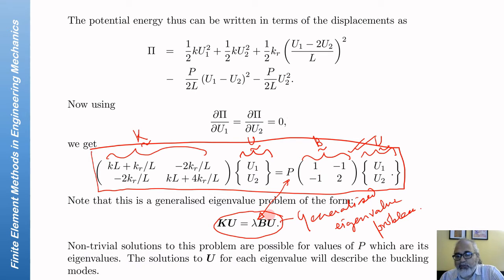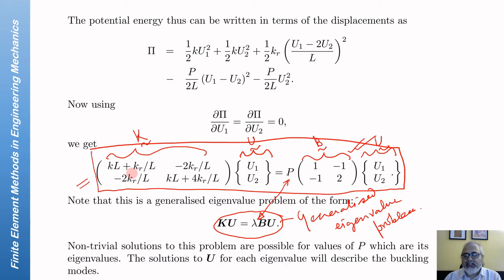This generalized eigenvalue problem obviously will be satisfied when u is equal to 0. That means both u1 and u2 are equal to 0. Then you have a 0 equal to 0 form. But for this to be satisfied for a non-zero value of p, you will need special sets of u's, special combinations of u1 and u2, for which, and special values of lambda, or the force that you are applying at the top. For special values, you will have non-trivial solutions to this equation.